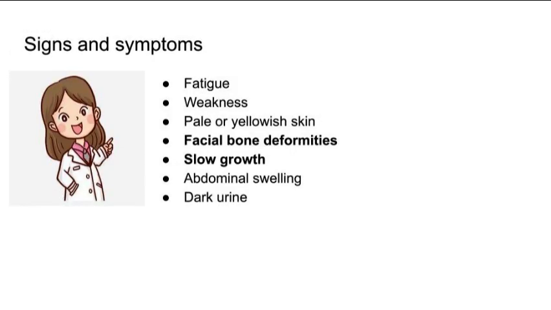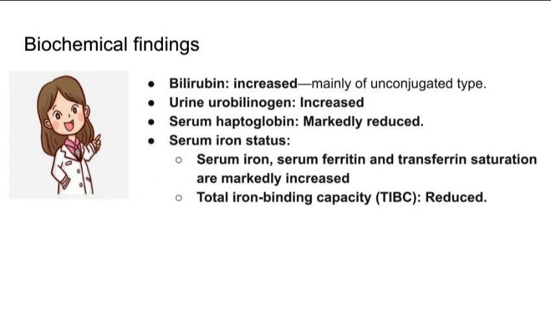Signs and symptoms of thalassemia: fatigue, weakness, pale or yellowish skin, facial bone deformities, slow growth, abdominal swelling, dark urine. Chemical findings. Bilirubin is increased, mainly of the unconjugated type. Urine urobilinogen is increased. Serum haptoglobin is markedly reduced. Serum iron status: serum iron, serum ferritin, and transferrin saturation are markedly increased. Total iron binding capacity, TIBC, is reduced.